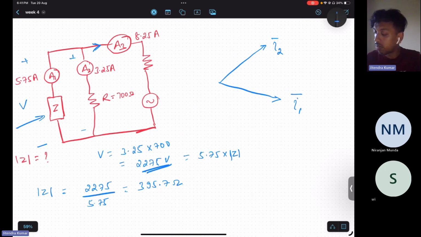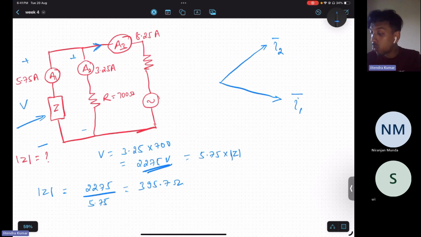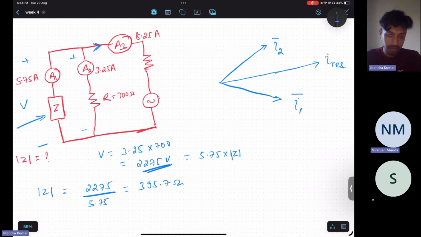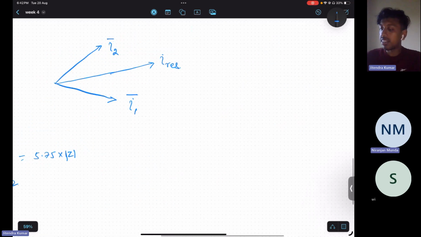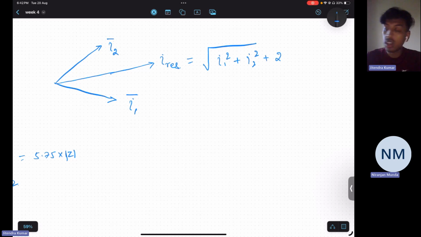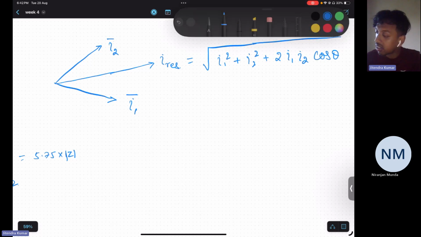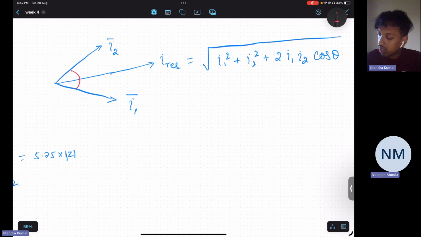We just put a bar, and when we needed to calculate a resultant vector, I resultant, what we used to do? Vector sum. Exactly, very good. And which will be equal to how much? I resultant squared equals I1 squared plus I2 squared plus 2 into I1 I2 cos theta. Exactly. Great. And this theta is nothing but the angle between I1 and I2.